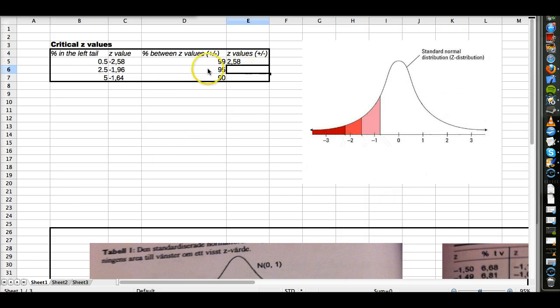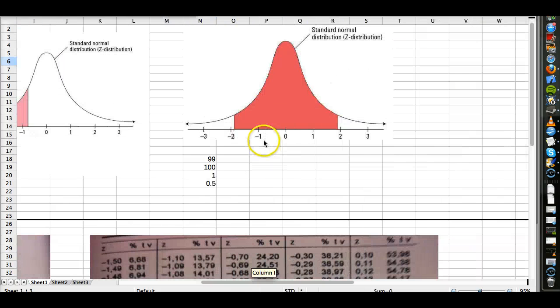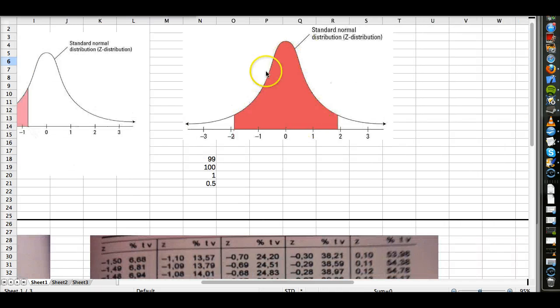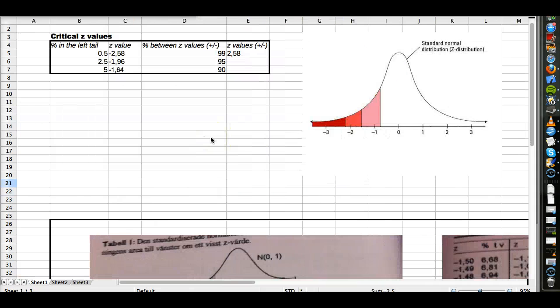I think I'll do one more, and then you can solve the last one here for 5% on your own, or for 90% in this case. Say we want 95% between our z values. Okay, that means that we have 5% outside our shaded area here, and if you divide that by 2, we're going to get 2.5. So we have 95 here, 100 is our entire distribution, which leaves 5% outside the shaded area, and because we're talking about a two-sided distribution here, we're going to divide this by 2, and we get 2.5 in each tail. That's what we're looking for.